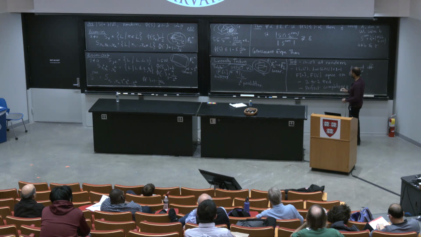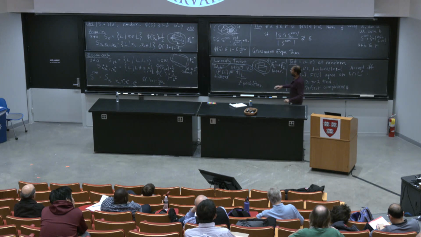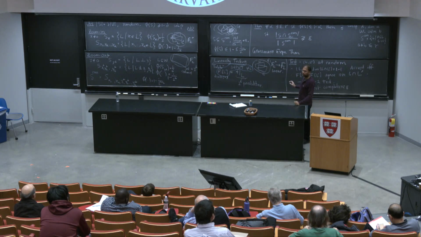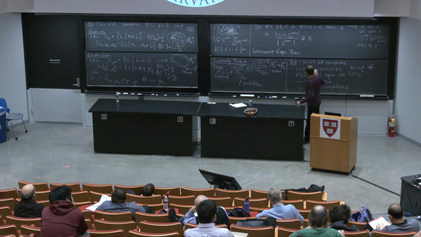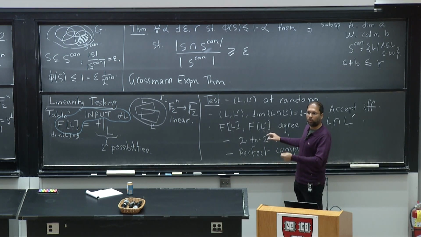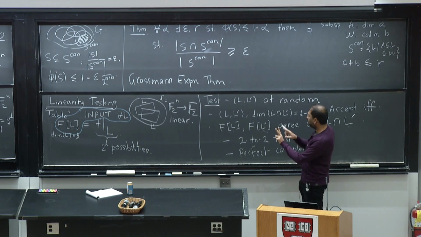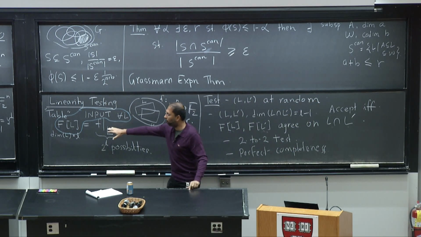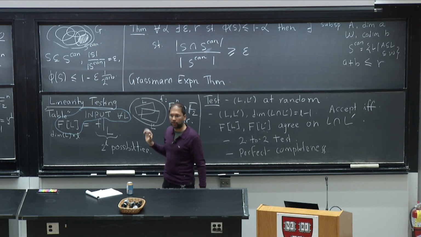Okay? And this test clearly has what is called perfect completeness, in the sense that if the input is indeed compatible with some global linear function, this test will accept with probability 1. So that's clear. So the interesting question is the reverse. What can you say if this test accepted with probability, let's say 0.1, meaning on 10% of the pairs L, L prime, you had the agreement. Does this imply some kind of global agreement with some global linear function? Okay, so that's really the question.